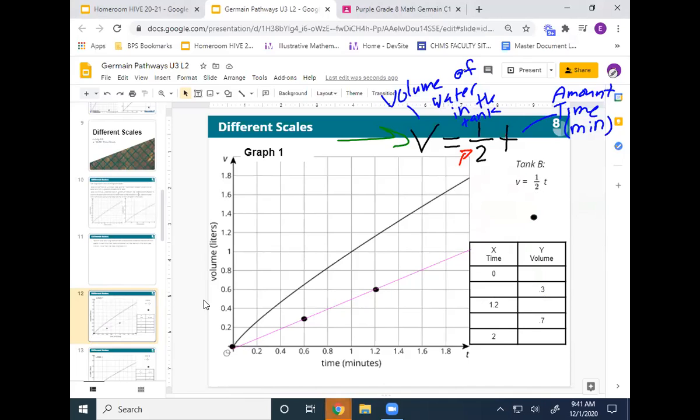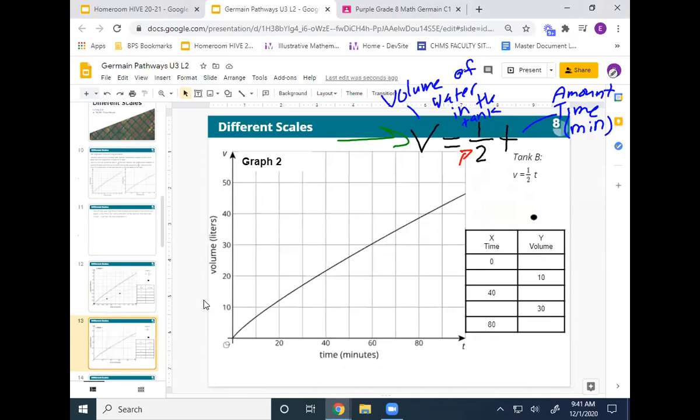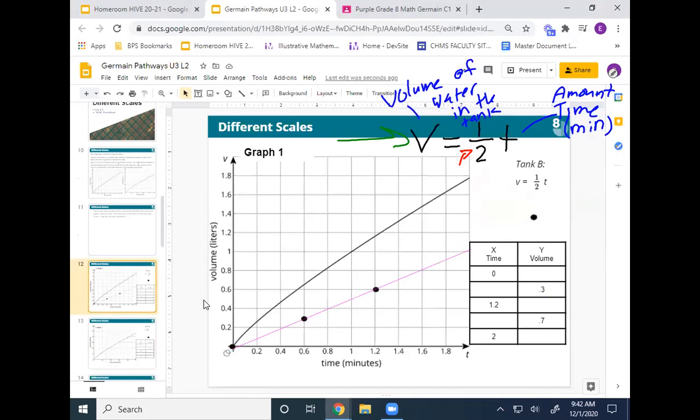Okay? So I'm going to move forward. Is that okay? If you need me to go back, let me know and I can. So we're looking at graph number 2 now, slide number 13. Now we took that graph that we just made here, and now we're going to zoom it out a little bit. We're going to see more of it.